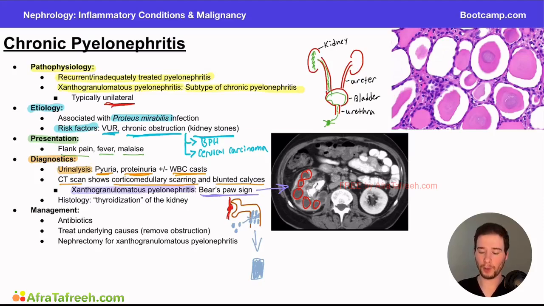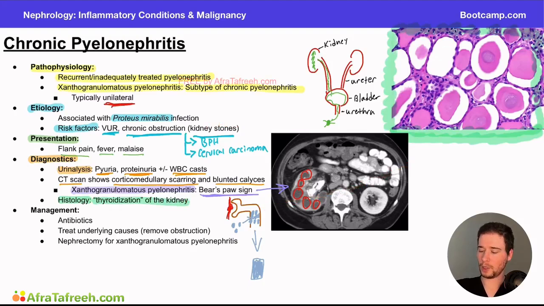Now, another fairly important thing to keep in mind here is the histology, which we describe as thyroidization of the kidney. So if you turn your attention across the screen over here, you can see these kidney tubules with kind of a glassy appearing proteinaceous material, which is called colloid. This colloid is a bunch of eosinophilic material that is a result of the chronic inflammation overall.